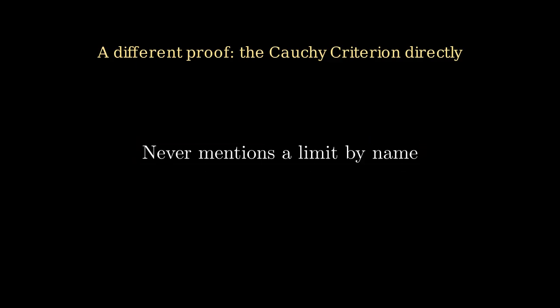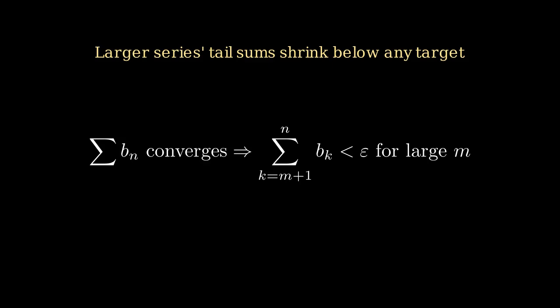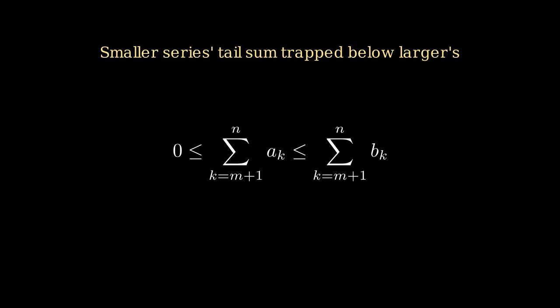The Cauchy Criterion says a series converges exactly when its tail sums, meaning sums of terms from some point m up to some later point n, can be made as small as we like just by choosing m large enough. Suppose the larger series converges, then by the Cauchy Criterion, its tail sums from m to n can be made smaller than any target amount we choose once m is large enough. Because every term of the smaller series is non-negative and no bigger than the matching term of the larger series, the tail sum of the smaller series from m to n is trapped below the tail sum of the larger series over that same stretch.